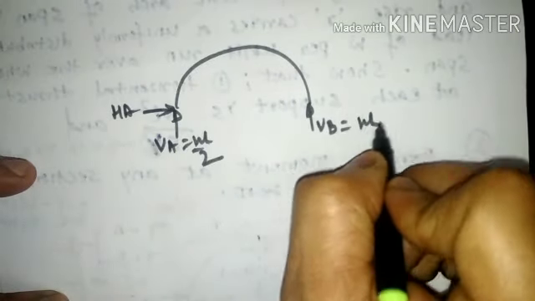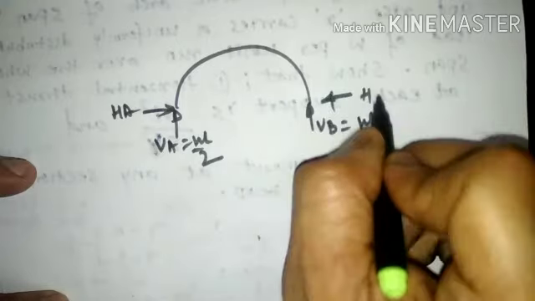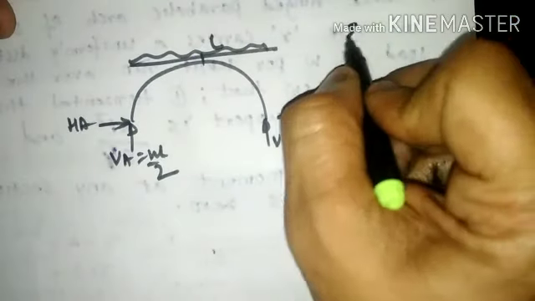To find that out, we shall draw this particular arch again. When we redraw this arch, HA shall be shown towards the right hand side, VA value is WL by 2 and VB value is WL by 2, and HB is shown towards the left hand side. Point C is marked here and over this there is a UDL that has been placed. Now we shall find out the value of HA and HB. As stated earlier, we will be calculating moment with respect to the support.